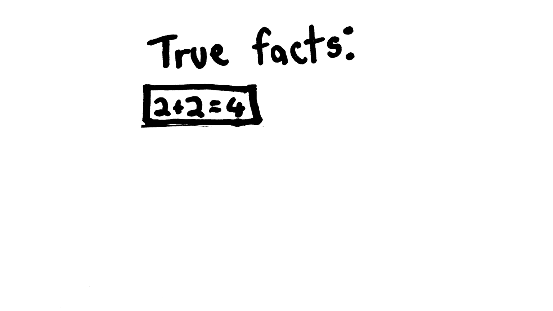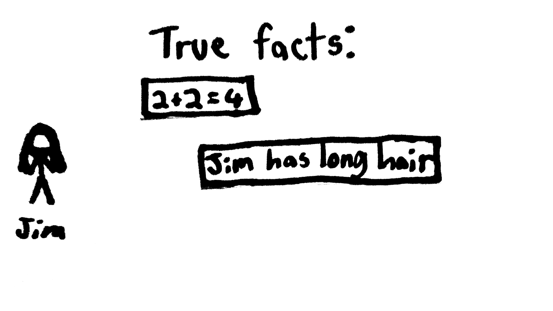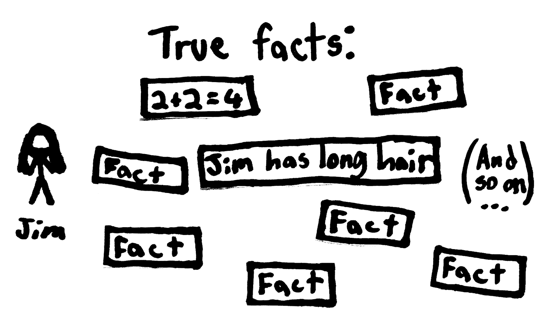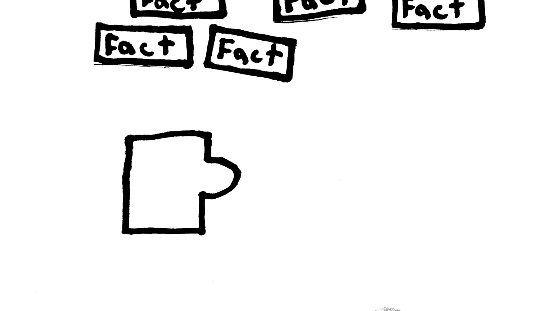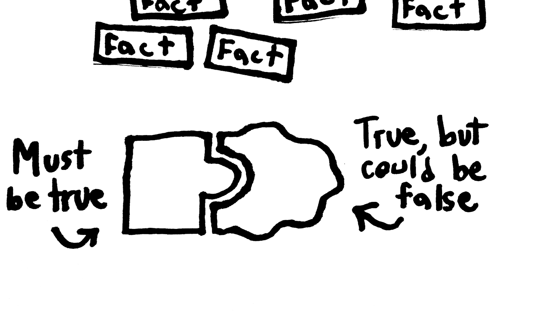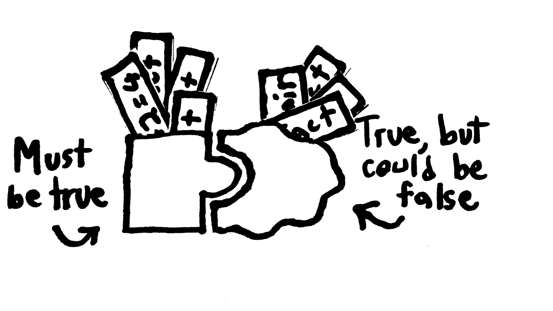There are facts that are true. 2 plus 2 is 4 is a true fact, Jim has long hair is a true fact, and so on. Let's write down all the facts that are true. We will sort all these facts and put them in two shapes. The facts that must be true go in the left shape. The facts that are true but could be false go in the shape on the right. I will now make a noise as I sort these shapes. Fwish! Let us now look at which facts are in which shapes.